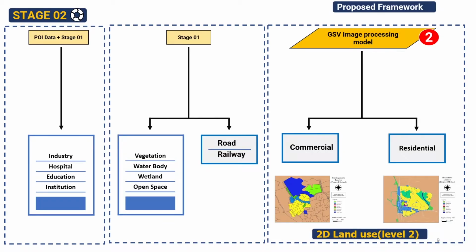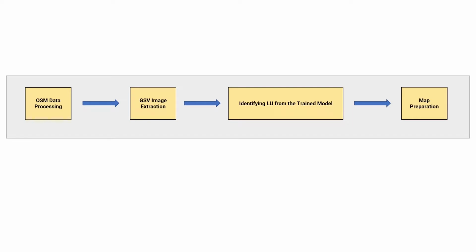When it comes to this image processing model, when we input a Google Street View image to that developed or trained model, it can predict whether this is commercial land use, whether this is residential land use. So I have already trained this model to identify 2 categories. Right. So let's discuss the practical session of this video. First we will learn OSM data processing, then Google Street View image extraction, then identify land use from the trained model, and finally map preparation.